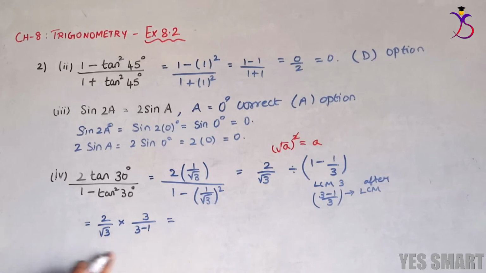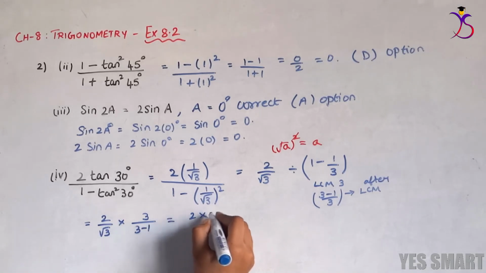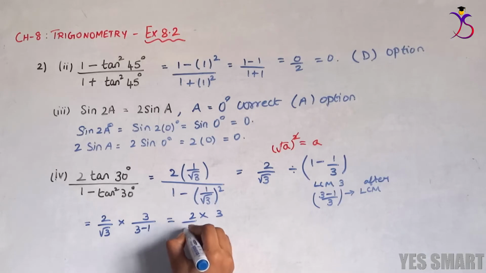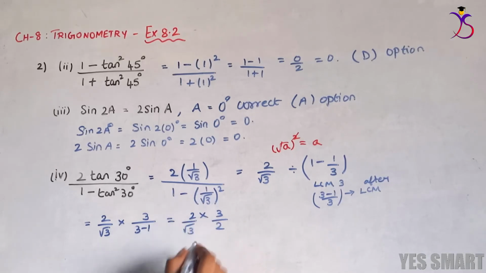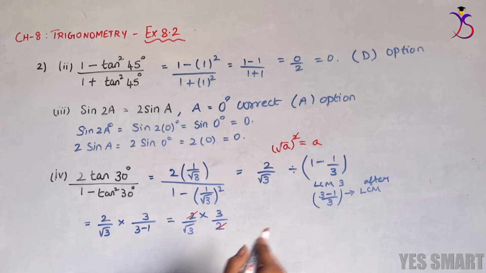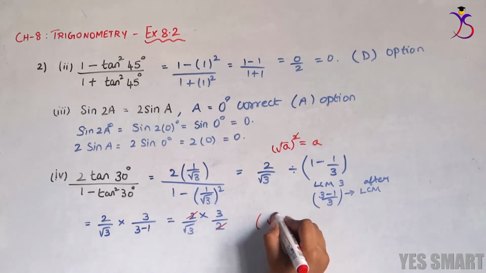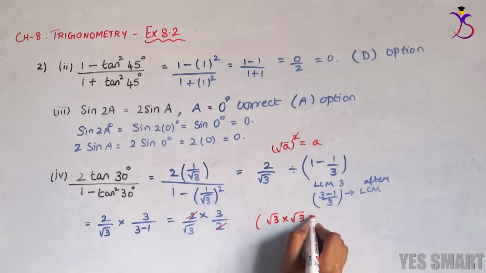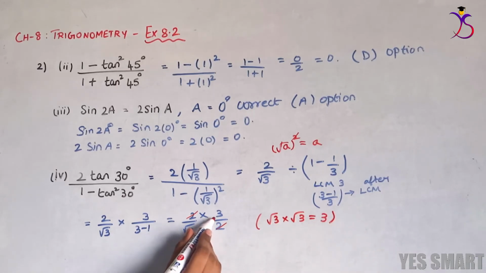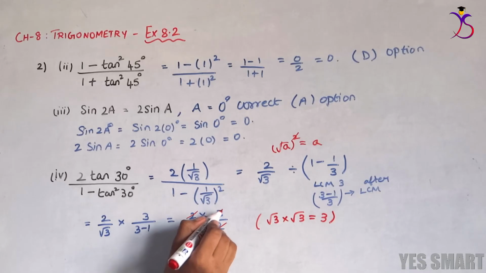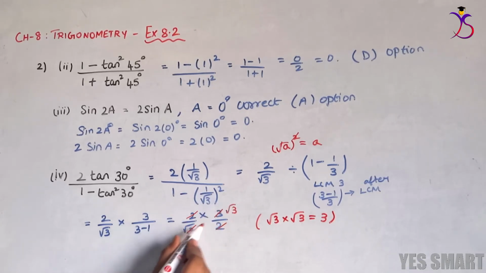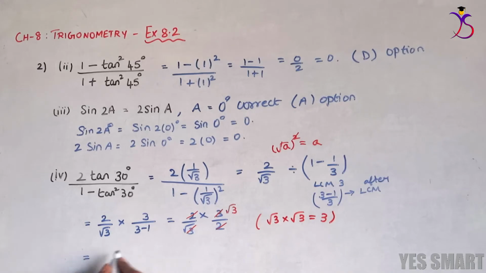This is equal to 2 into 3 by root 3, 2. Now 2 gets cancelled. We already knew that root 3 into root 3 is 3. Therefore, I am planning to cancel 1 root 3 from both the numbers. So root 3 is cancelled here. There are 2 root 3's in 3, so 1 root 3 remains here. On multiplying the remaining numbers, we will get root 3, which is the value of tan 60. Therefore, among the options, C option is correct.